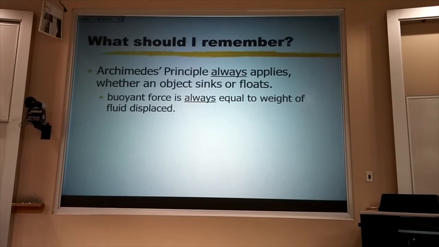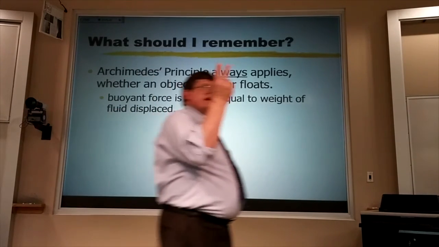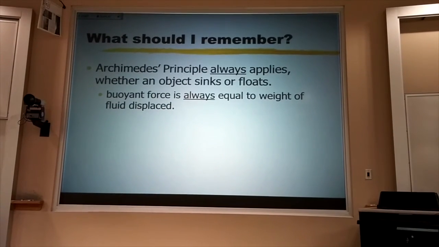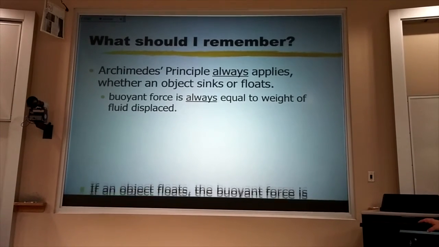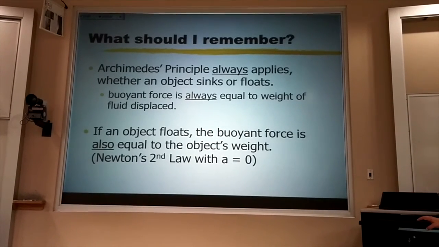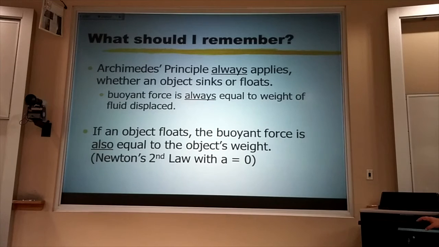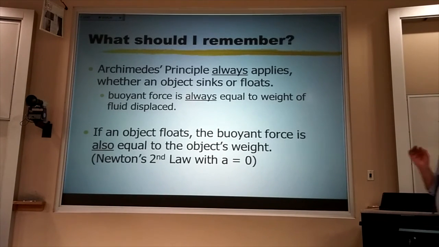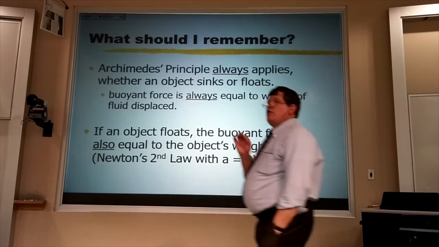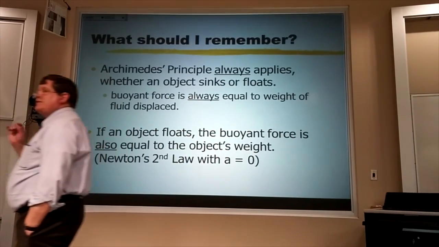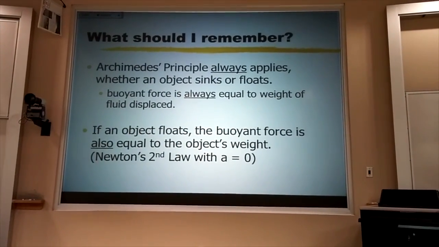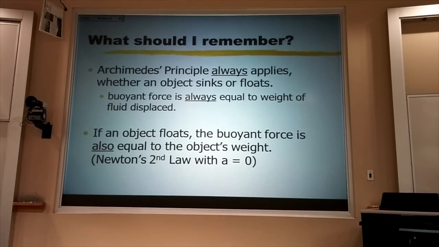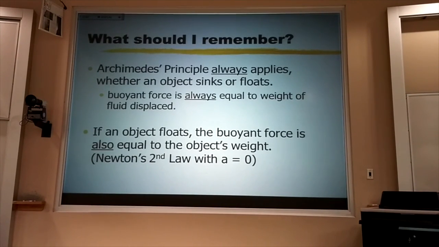If the object is floating, you get a second tool in your toolbox. And that is, there's only 2 forces. Buoyant up, weight down, and it's got no acceleration. So that means that the buoyant force also has to equal the weight of the object. The 10-ton ship, if it's floating, has a buoyant force equal to 10 tons. Okay?